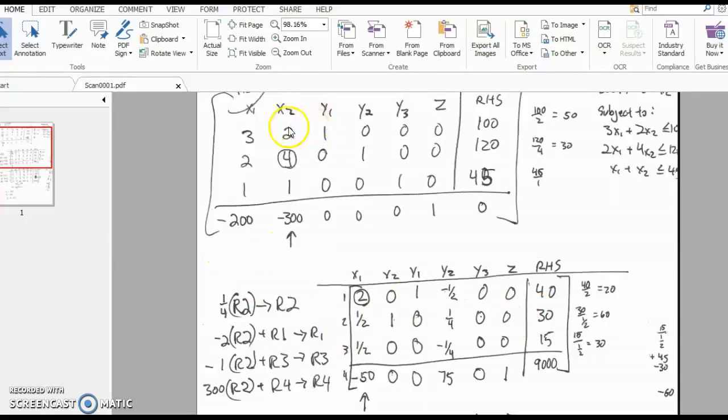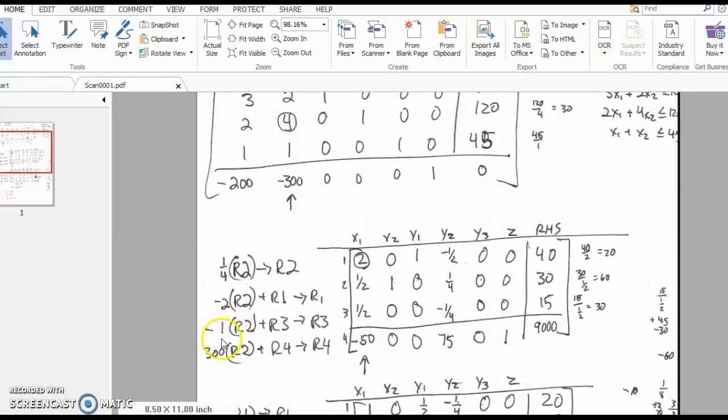So we want the rest of x2 to be 0. So you just have to follow this notation. You want negative 2 times row 2 plus row 1 goes into row 1. So all this calculation goes into this row. Negative 1 times r2 plus r3 goes into row 3. It goes right here. So you do all your calculations, you make your table.